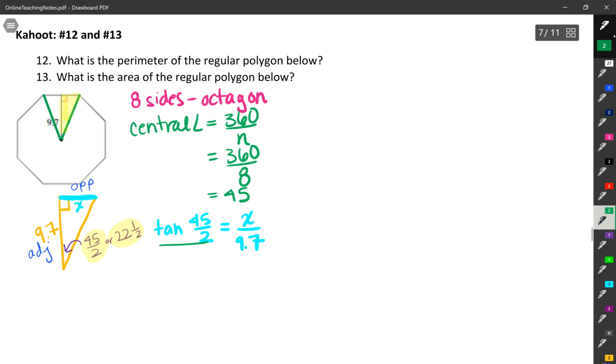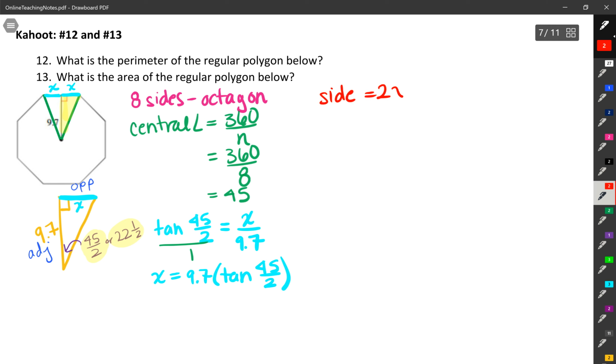If I put this over 1 and cross multiply like we did last chapter, then x is equal to 9.7 times the tangent of 45 over 2. I can find that on my calculator, but I actually don't even really need to find that yet. I know that this right here represents x, and then also right over here is also x. So one whole side length is going to be 2x. Since one whole side length is 2x, I want to use that for my perimeter.